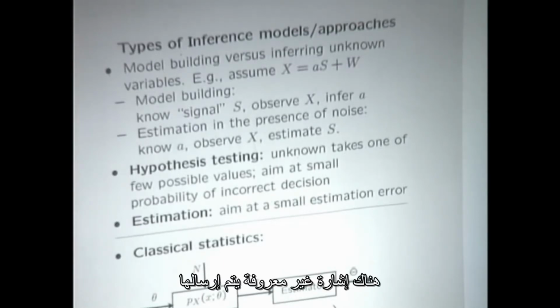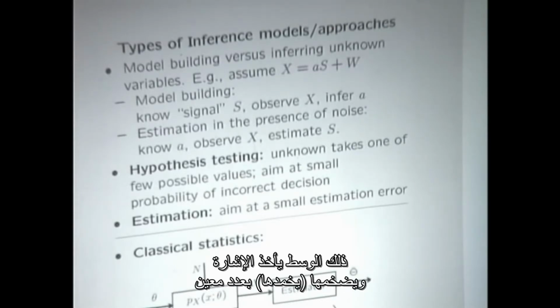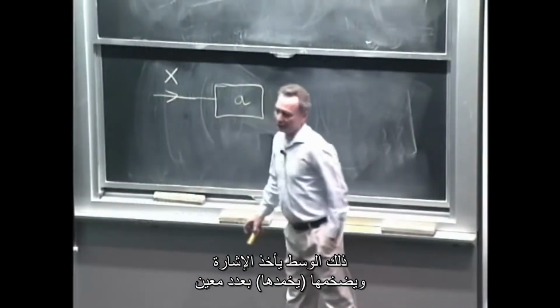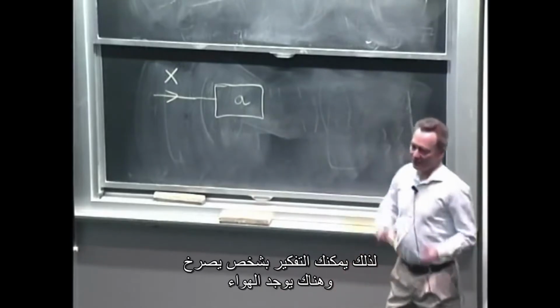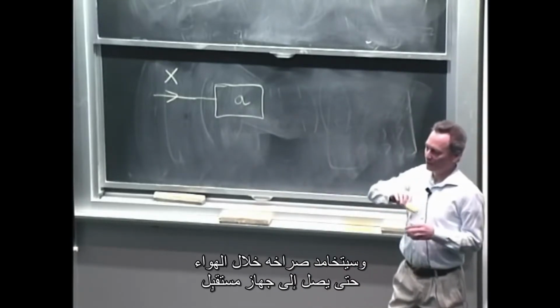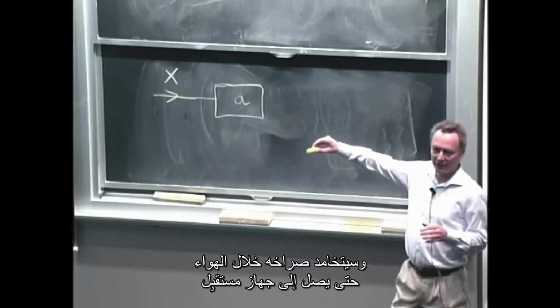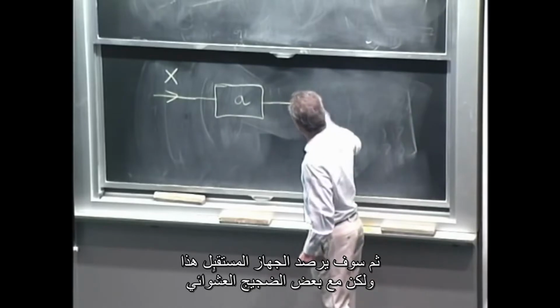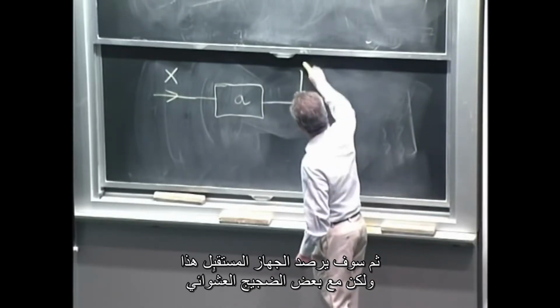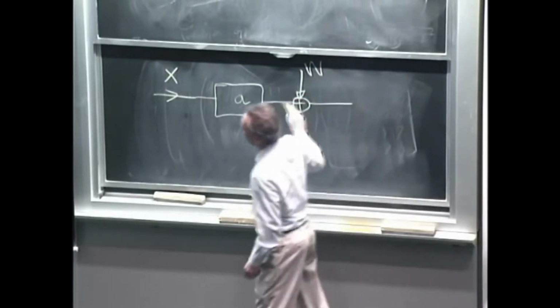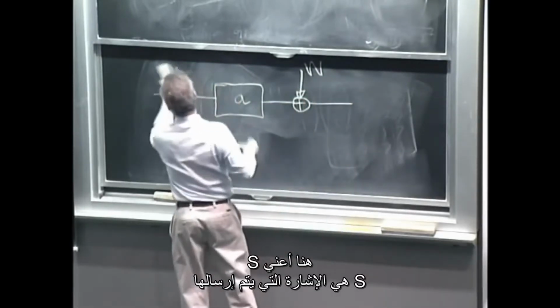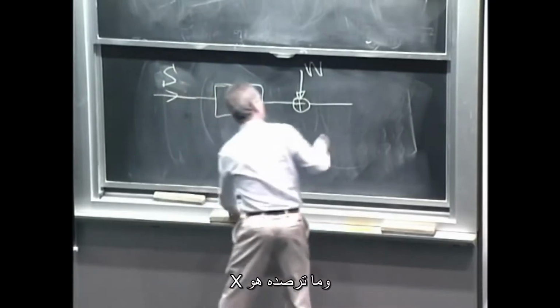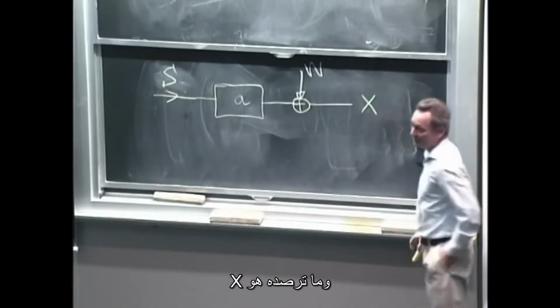There's an unknown signal that's being sent. It's sent through some medium, and that medium just takes the signal and amplifies it by a certain number. So you can think of somebody shouting. There's the air out there. What you shouted will be attenuated through the air until it gets to a receiver, and that receiver then observes this, but together with some random noise. Here I meant S. S is the signal that's being sent, and what you observe is an X.